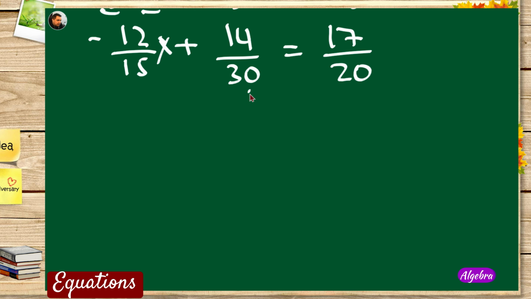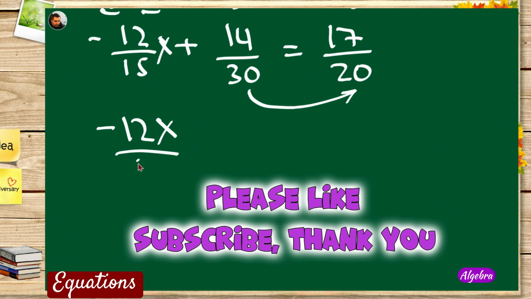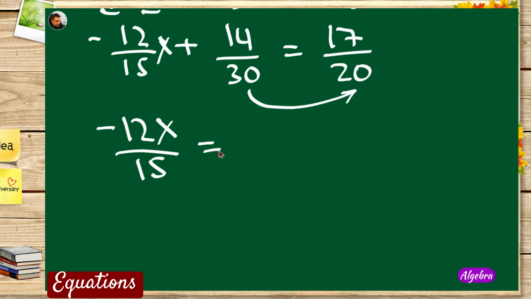Now we're going to move this fraction to this side. So let's do that. Minus 12x divided by 15 is going to be equal to 17/20, and when we are moving to this side, it's going to change the sign. So it's going to be minus, right? 14/30. So from this fraction, we have to subtract this fraction.